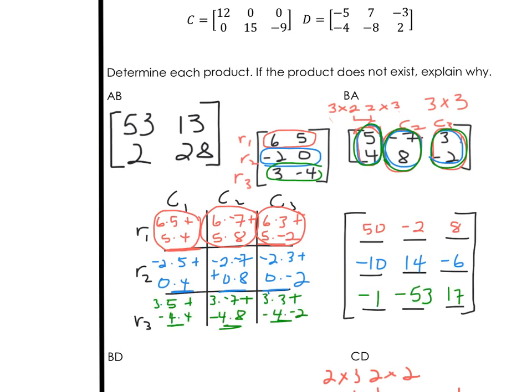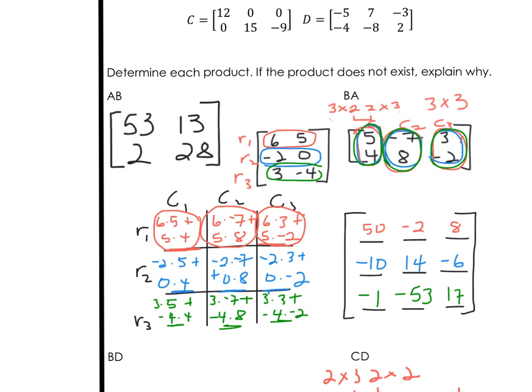All right, let's take a look at that bottom row. 3 times 5 is 15, negative 4 times 4 is negative 16, and that gave me in row 3, column 1, an element of negative 1. Row 3, column 2, 3 times negative 7 is negative 21, negative 4 times 8 is negative 32, and when you combine them, we get negative 53 for row 3, column 2. And then in that last element, 3 times 3 is 9, and negative 4 times negative 2 is positive 8, which gives us row 3, column 3, an element of 17.